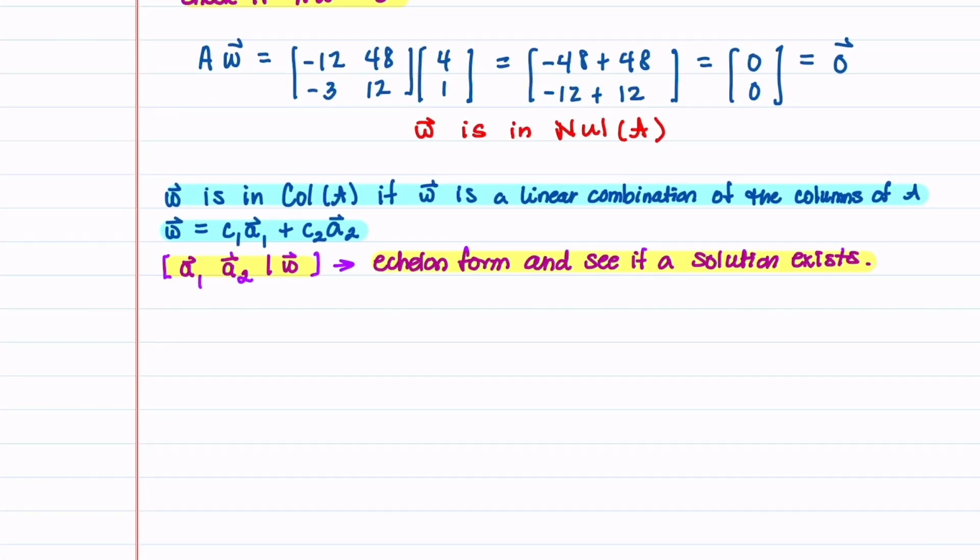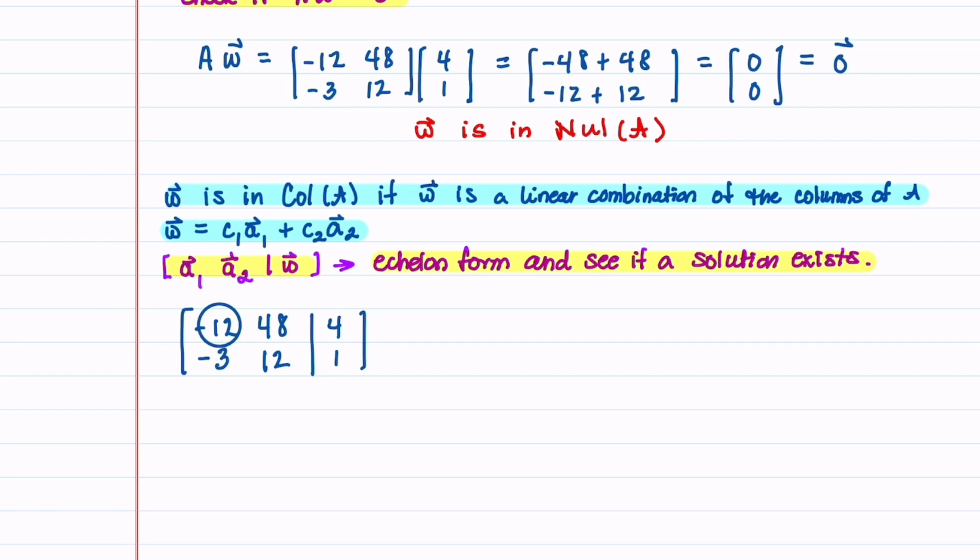I'm going to begin by putting the columns of our matrix on the left. So this is a minus 12, minus 3. And then our second column is a 48, 12. And then on the right, we're going to have our vector W, which is 4, 1. Let's go ahead and circle our first pivot.